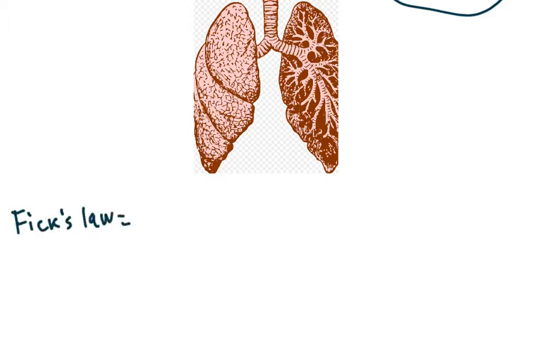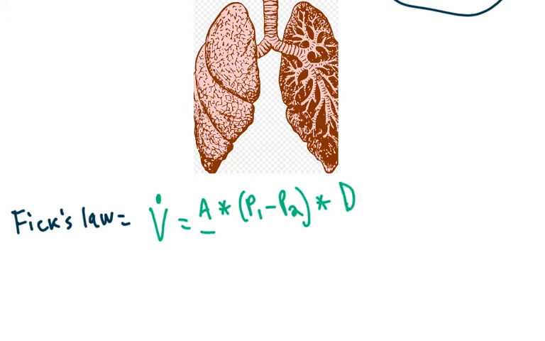Fick's law. Let's write it down first, and we'll solve for something called flux. I'll explain the parts later. So we have the surface area, and the change in the concentration or pressure from one area to another, and then we have our diffusion constant, and we divide it all over thickness.